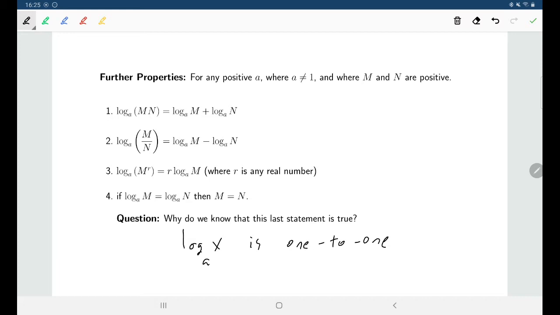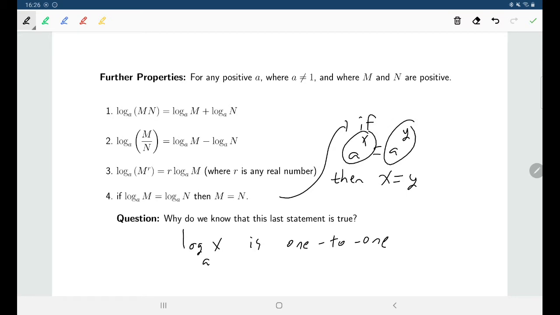That's similar to a property that we have for exponential functions. If you know that a to the power of x is a to the power of y, and those are equal, then x and y have to be equal, and that's for the same reason. If the outputs for our exponential functions are equal, then the inputs must be equal as well, because exponential functions are one-to-one.